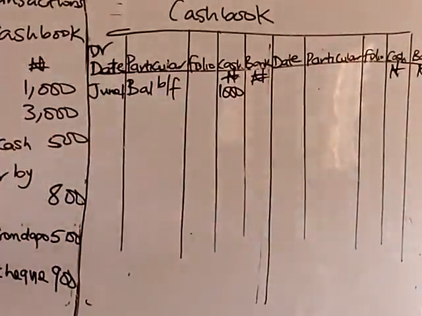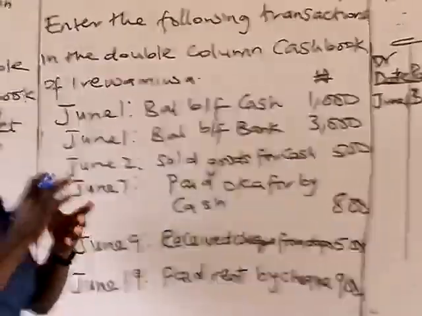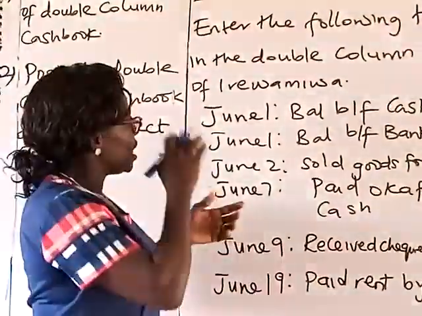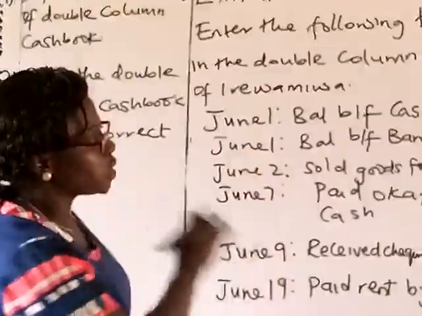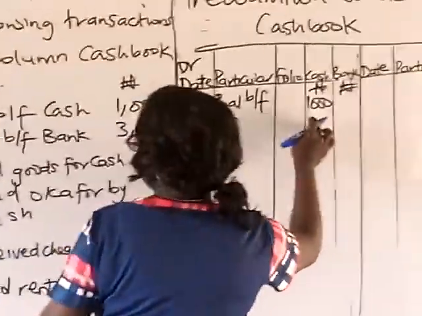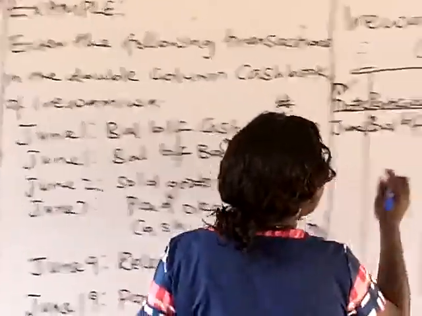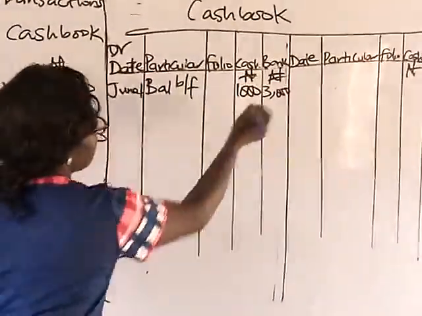So the second one is June 1 again. Balance brought forward of bank 3,000 because it's of the same date. Because the balance brought forward, we have the one of cash and bank, it appears on the same day. So we are going to post the two on the same line. So the one of cash is 1,000, we've posted that one. Then the one of bank is 3,000. So we write it together because it appears on the same date.